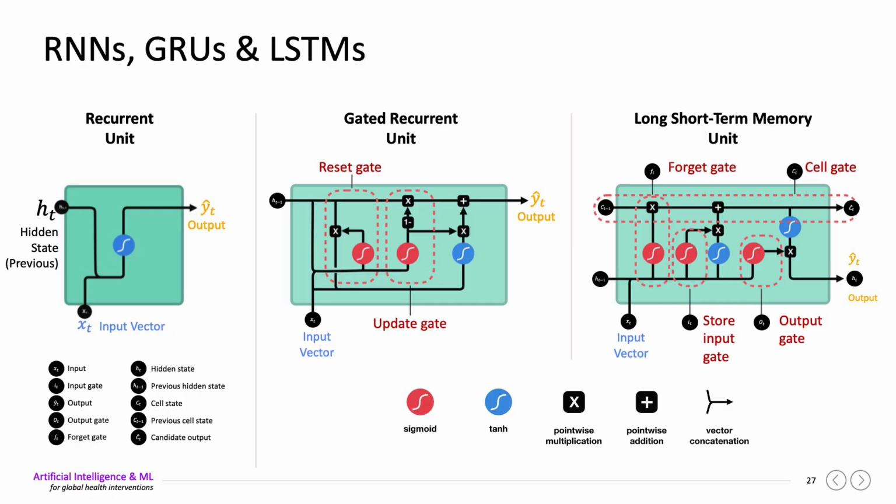The GRUs are a streamlined variant of LSTMs that merge some of these mechanisms. They combine the cell and hidden state into a single state vector and use only two gates: update gate, which determines how much of the previous state to retain, and reset gate, which controls how much past information to ignore when computing the candidate state. This reduces parameter count and computational cost while still mitigating vanishing gradients.